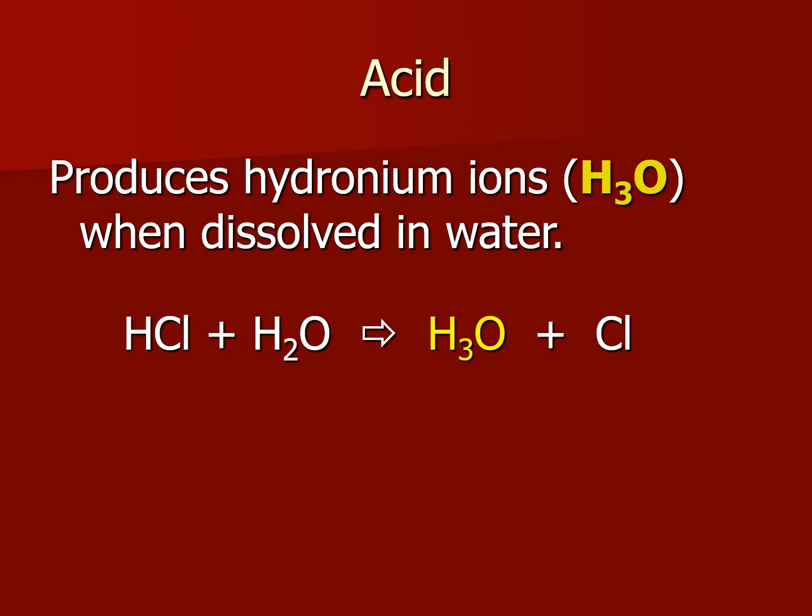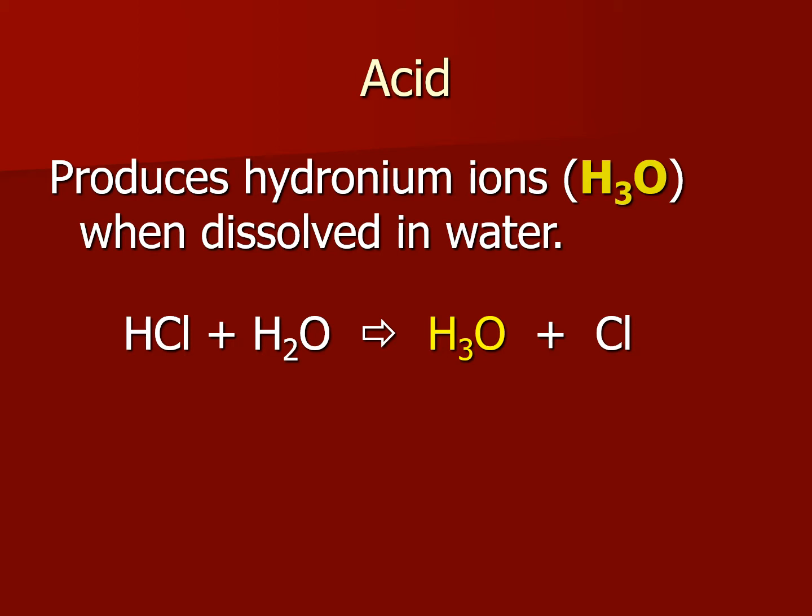And if you look at the chemical reaction down at the bottom there, you've got HCl, which is hydrochloric acid, same stuff that's in your stomach. And there's the water right there, H2O. And after the water and the hydrochloric acid begin to react, afterward you get an H3O, the hydronium ion, and it produces chlorine.